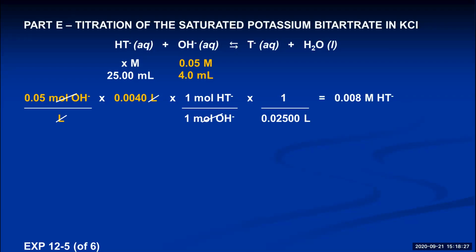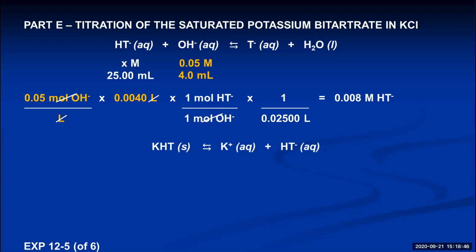And if that's the concentration of the bitartrate ions, that's also the molar solubility, so we would say that in this solution that already contained a common ion, the potassium ions, the molar solubility is 0.008 molar, which is significantly smaller than what it was in pure water. Why might that be?